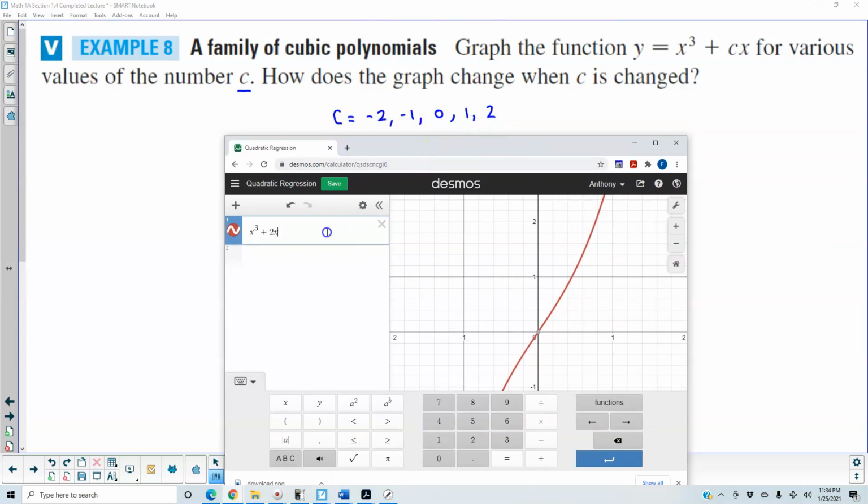Okay, let's put in the next one where the coefficient is 1. So we have x cubed plus x. So it is still increasing from left to right. Slower, but it's still increasing from left to right.